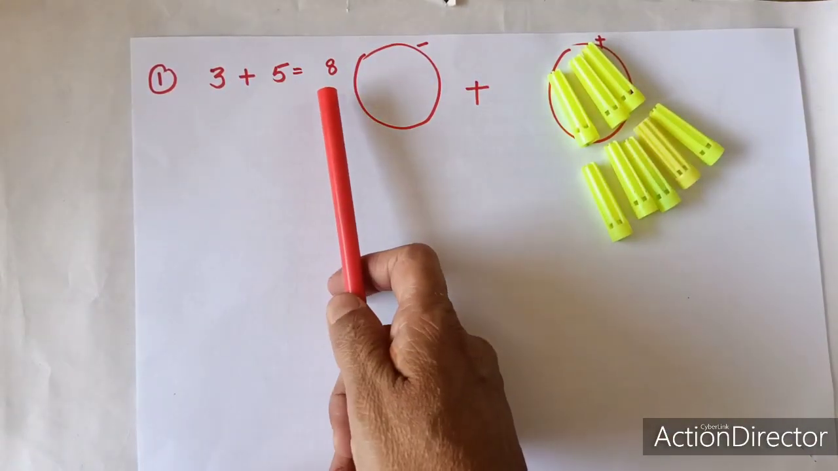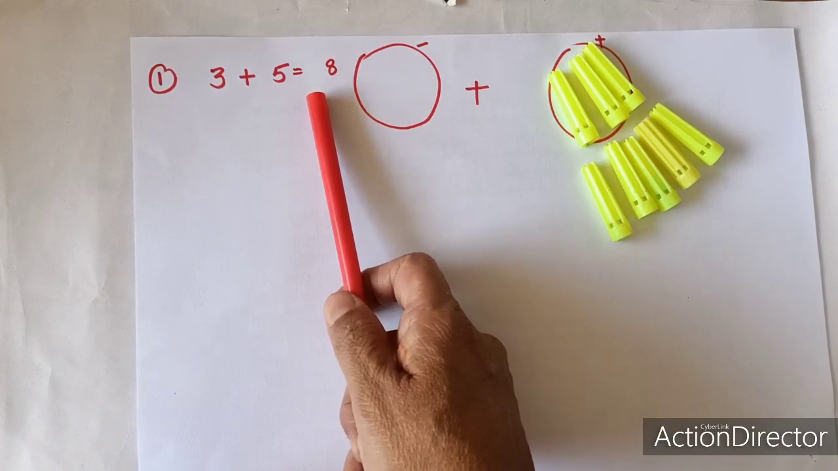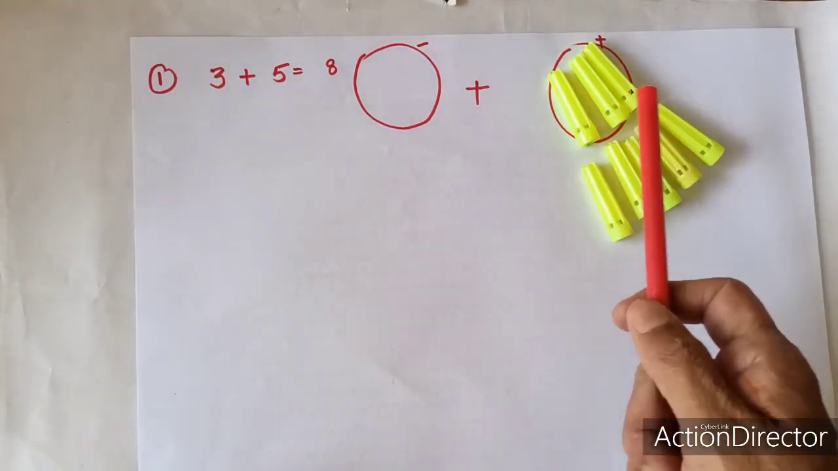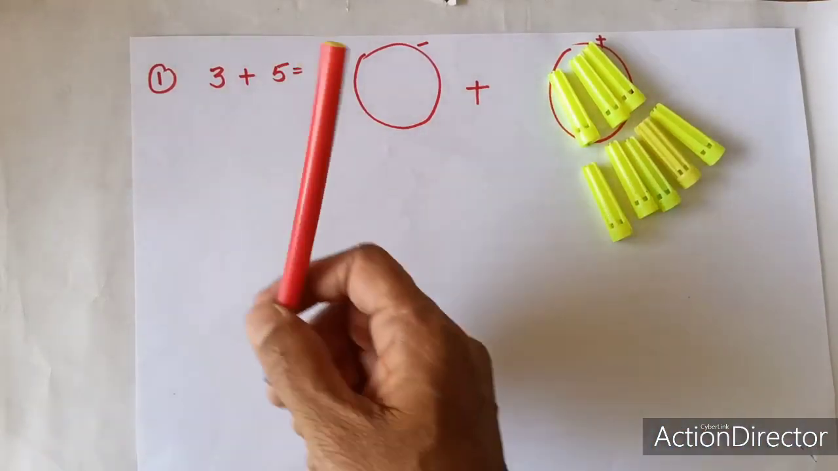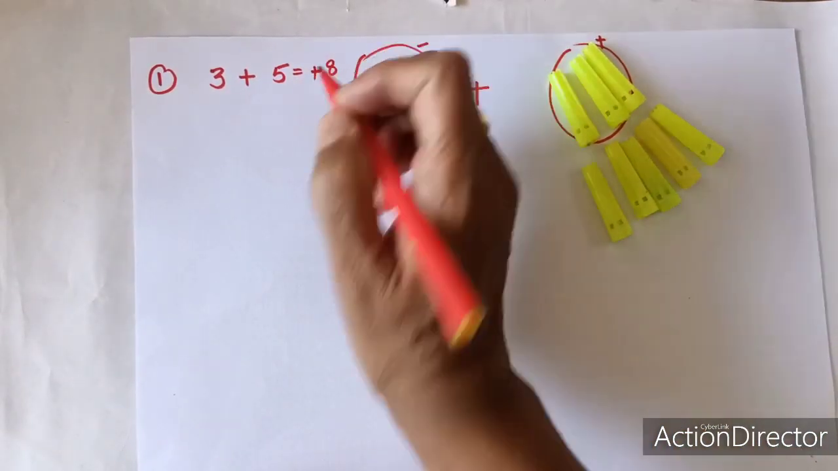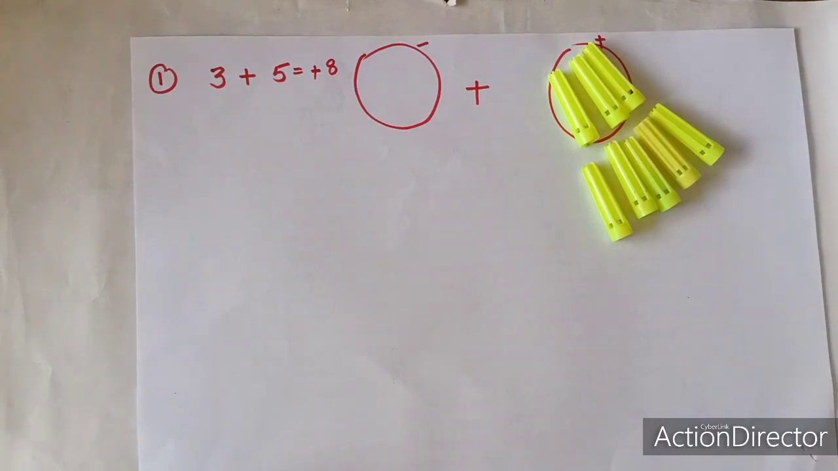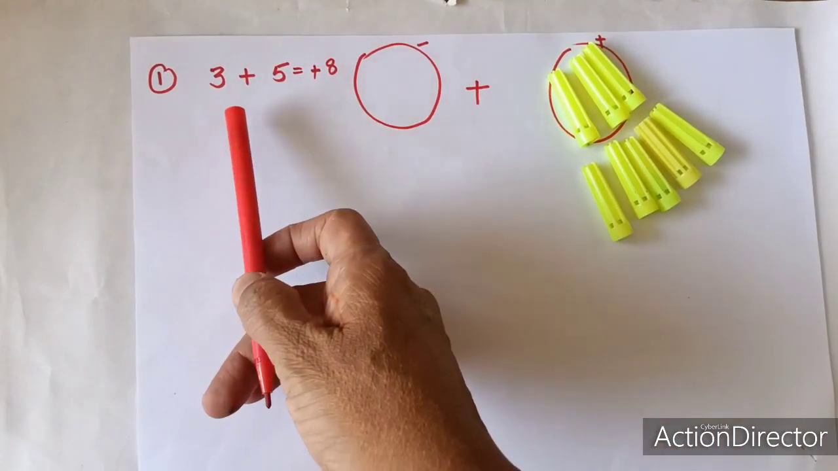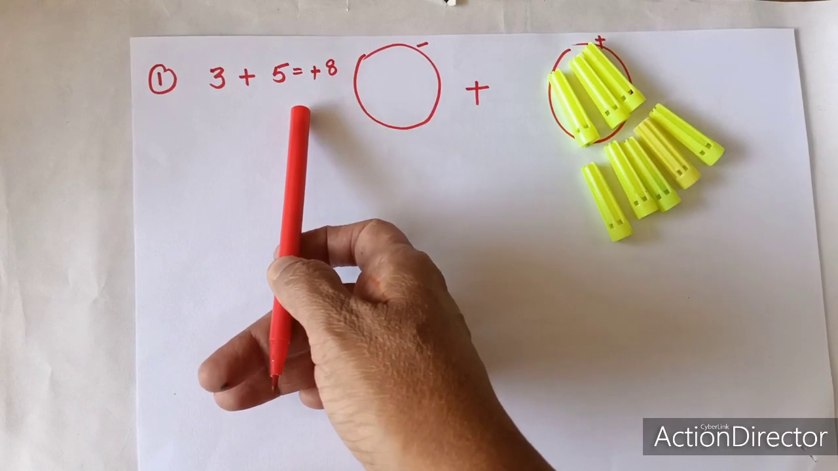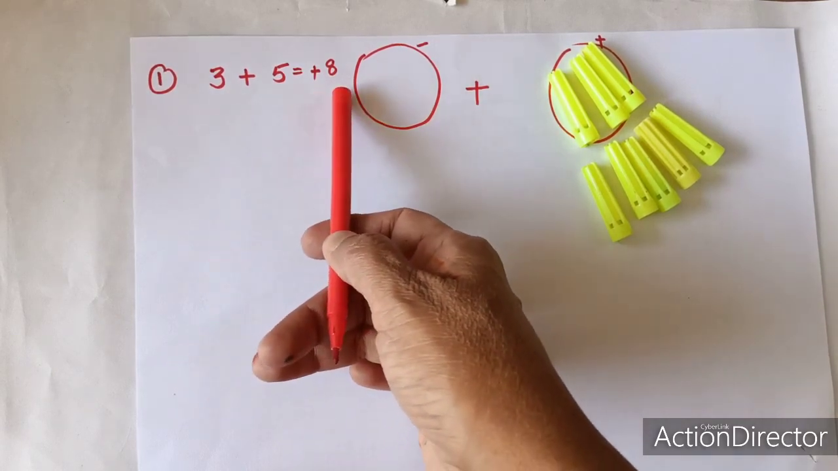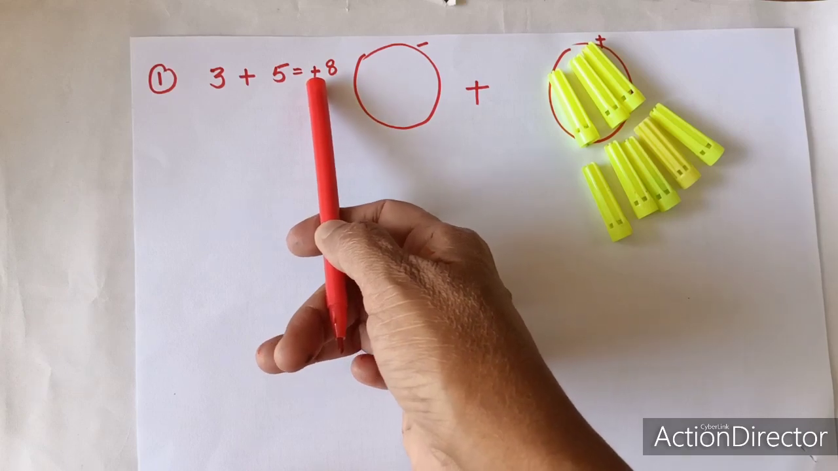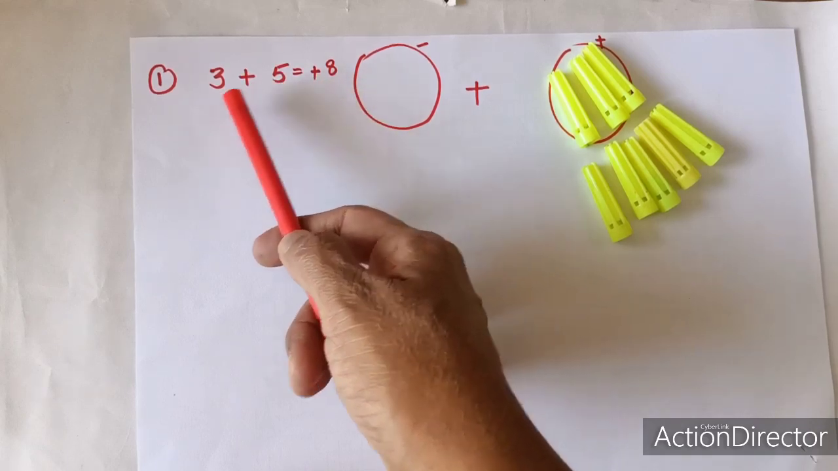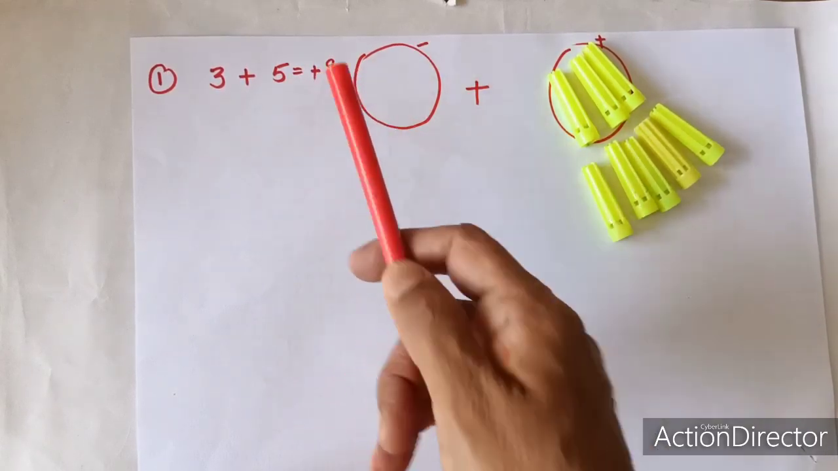Now I have to put the sign. What is the sign of this? As I told you earlier, the yellow color tells me the positive sign. So this is plus 8. From this it is clear, and you have learnt this in lower classes also. When two numbers are positive, we add the numbers directly and put the positive sign. Generally we don't put the positive sign, it is understood. So 3 plus 5 is equal to 8.